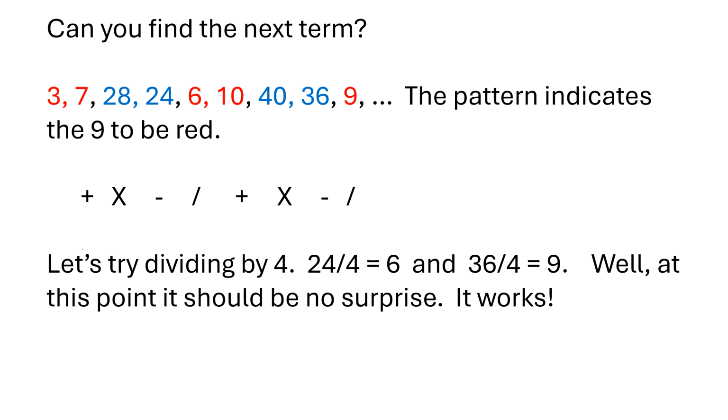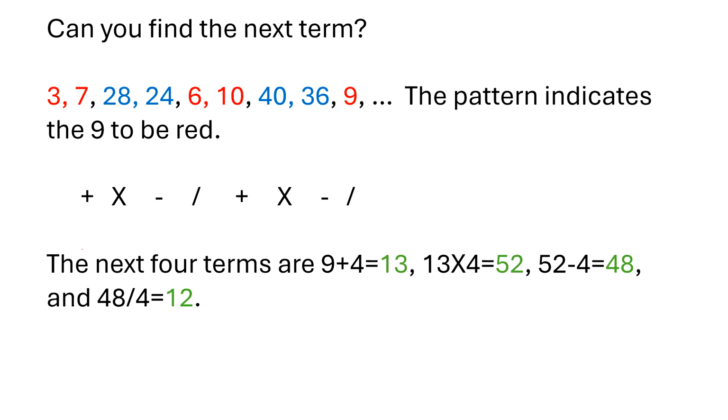Can we find the next terms? Well, 9 plus 4 is 13. So the next number that goes here is 13. 13 times 4 is 52. 52 minus 4 is 48. And 48 divided by 4 is 12. And you can continue this on and on as far as you might want.